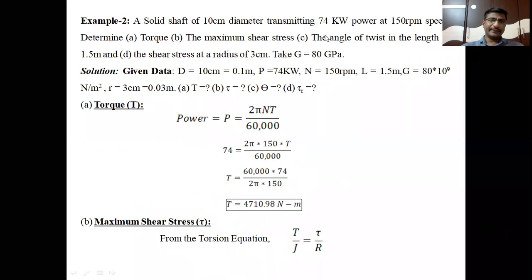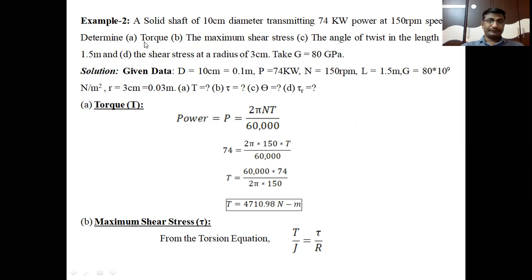Let us go for the second problem, second example. Example 2: a solid shaft of 10 centimeter diameter transmitting 74 kilowatts of power at 150 rpm. Power P is given as 74 kilowatts, the speed of the shaft is 150 rpm, and the diameter of the shaft, capital D, is equal to 10 centimeter. It is 0.1 meter in SI units.